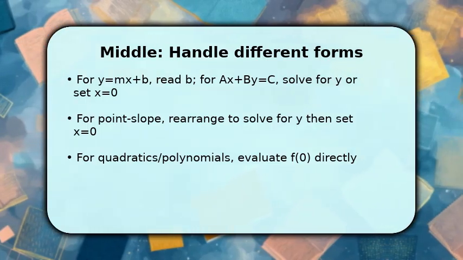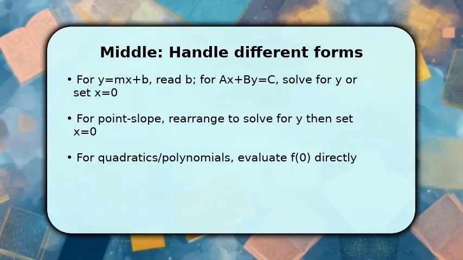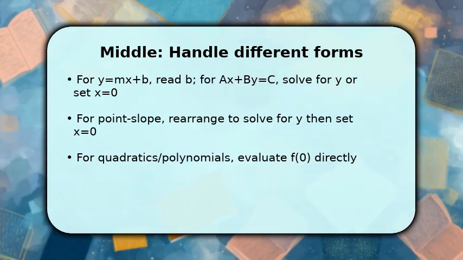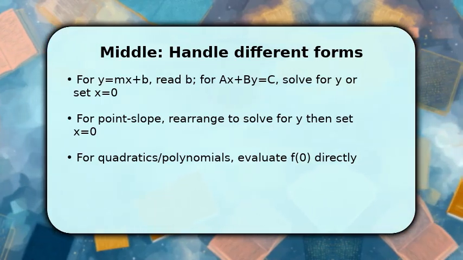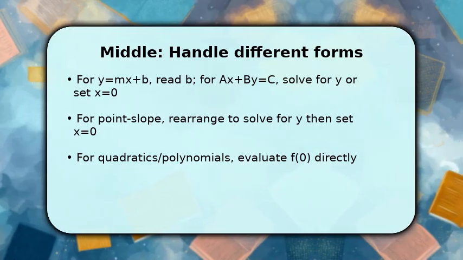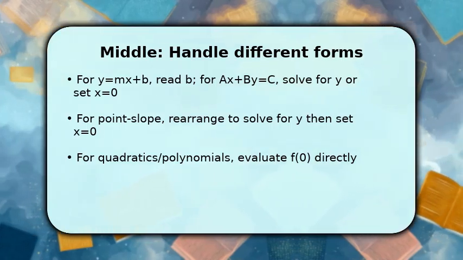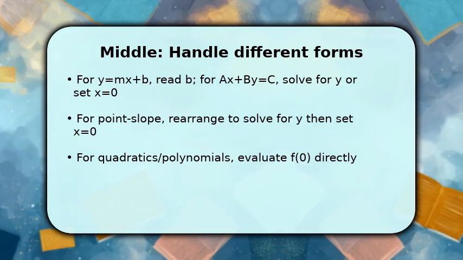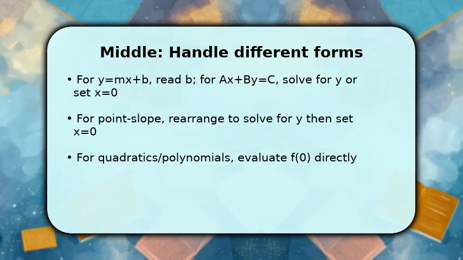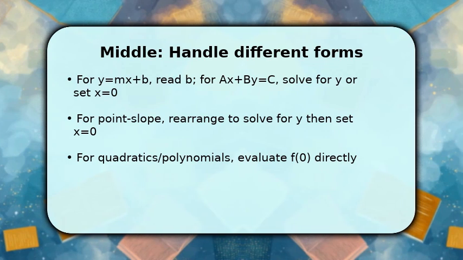For point slope, expand or isolate y first, then substitute x equals 0 so you don't lose signs. For quadratics and higher polynomials, evaluating f(0) directly gives the constant term. That's the y value. Make sure to track negative signs and reduce fractions as you go.